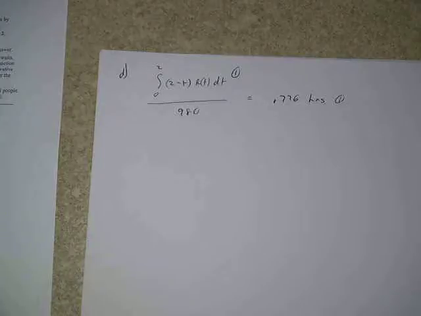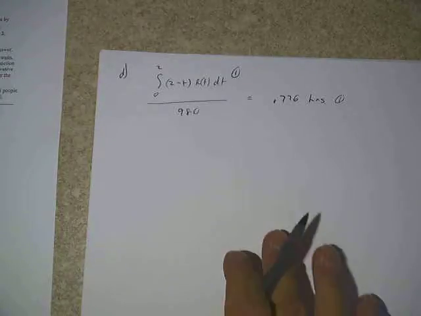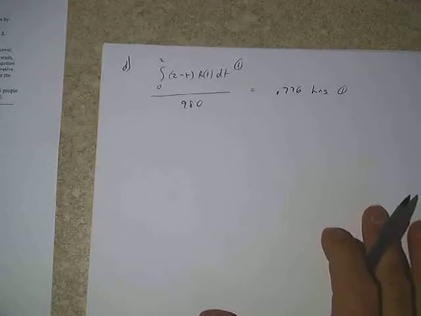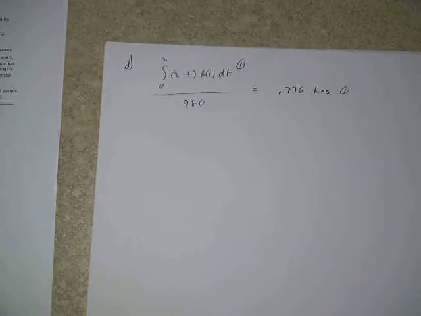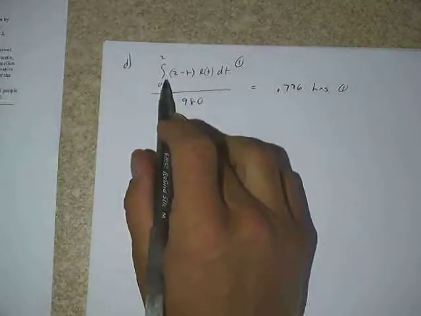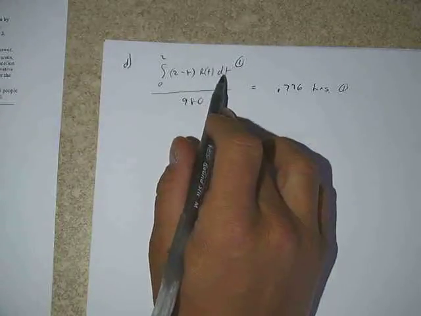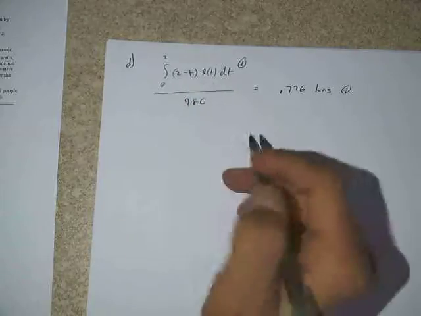And 2 points, one for having the correct integral, and one for having the correct answer. So if you just recognize that the integral part gave us the total wait time, divide that by the total number of people, and we'll get the average value.